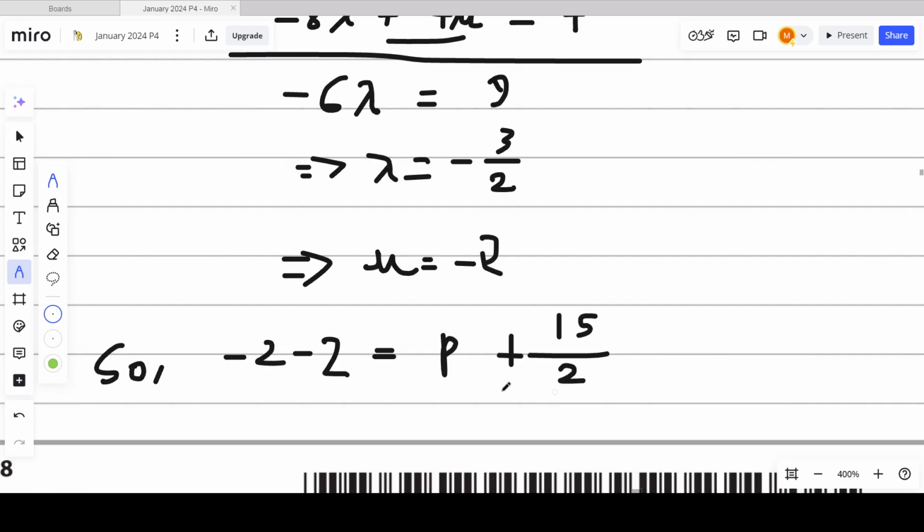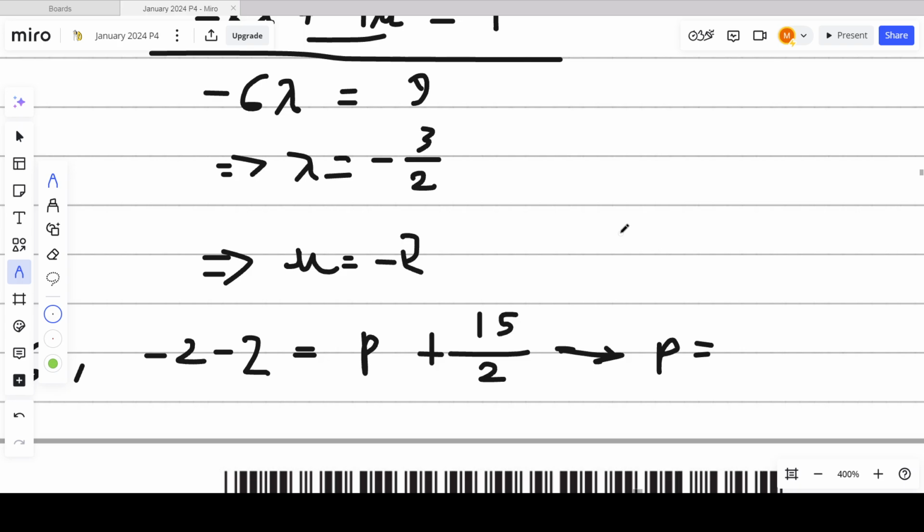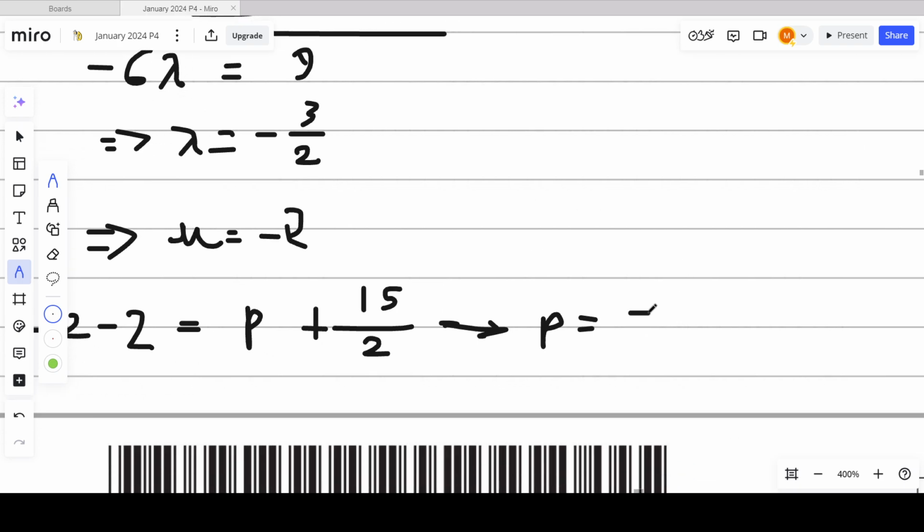Now make p the subject. If you make p the subject, you will get the value for p. Negative 4, negative 15 over 2, that is negative 23 over 2, and that's the value for p. Fine, we are done with part A.